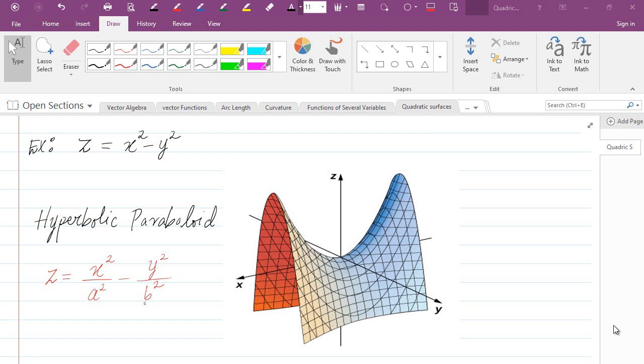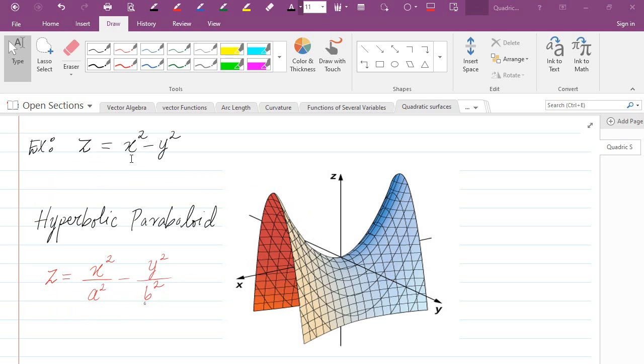This would be the last quadric surface. This quadric surface is called hyperbolic paraboloid. The general equation for these surfaces is the equation z is equal to x squared over a squared minus y squared over b squared. And here I have a computer generated graph of this equation. This is the equation when I pick a and b to be 1.